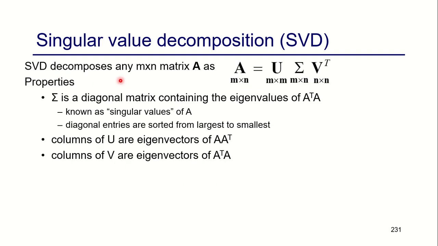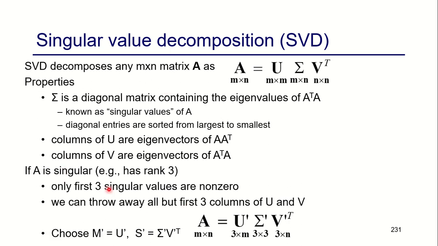SVD decomposes any m cross n matrix A as A (m cross n) equals U (m cross m) times Sigma (m cross n) times V transpose. The property: Sigma is the diagonal matrix containing the square roots of the eigenvalues of A transpose A, which are known as the singular values of A. Diagonal entries are sorted from largest to smallest. The columns of U are eigenvectors of A A transpose, and the columns of V are eigenvectors of A transpose A.